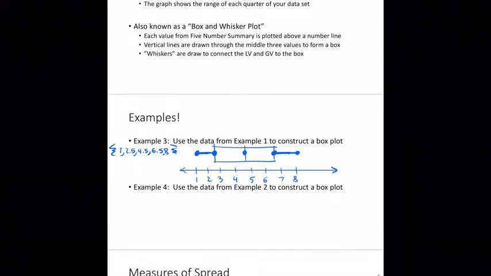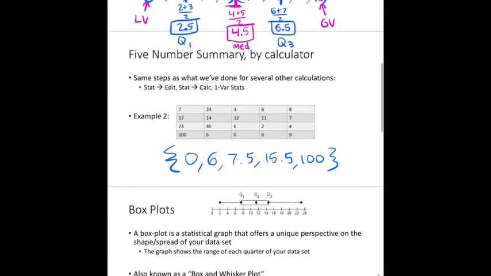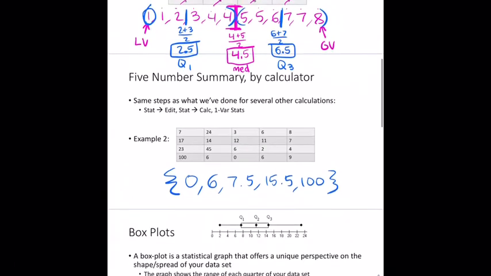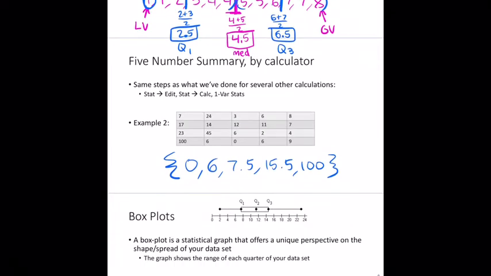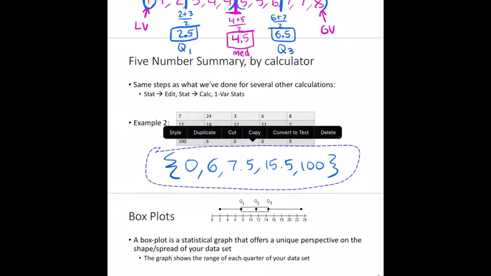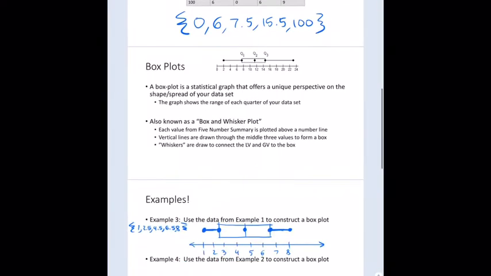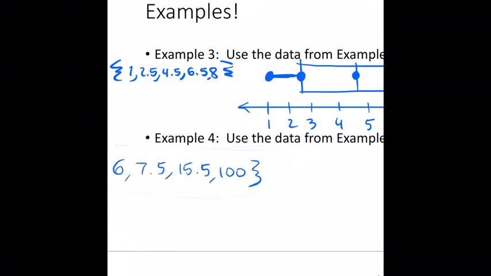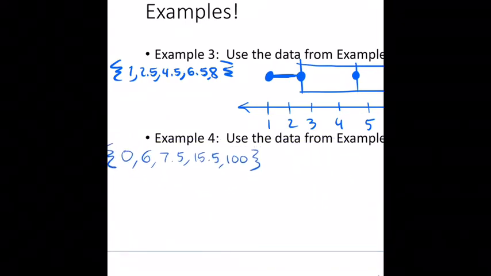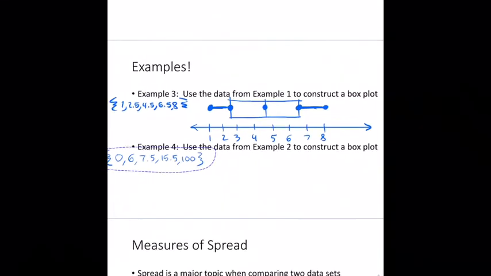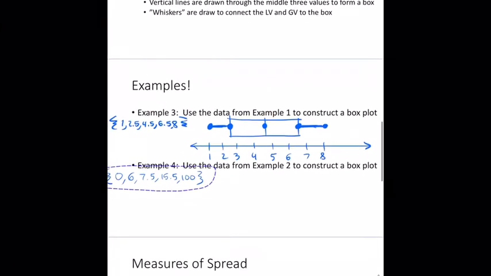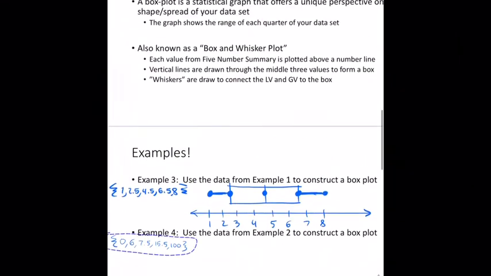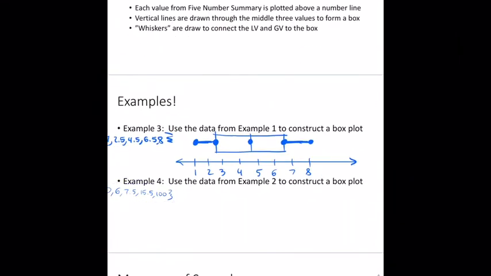Okay, now we're going to take our 5-number summary from example 2. We're going to paste that. We'll shrink it down so it fits. Let's make it real small. Okay, so there's our second set of data.